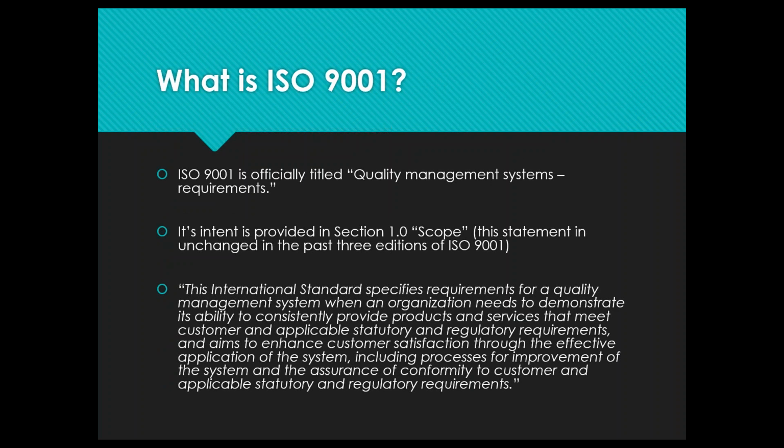So what is ISO 9001? Well, ISO 9001's official title is Quality Management Systems Requirements. So you could potentially read that as Requirements for Quality Management Systems. Now, the intent of the standard, what it's all about, is provided in Section 1. Section 1 is called Scope. Now, the verbiage in this section has been the same for the past 3 editions of ISO 9001: 2000, 2008, and now 2015. They all say exactly the same thing in the scope portion. And that portion reads as follows.